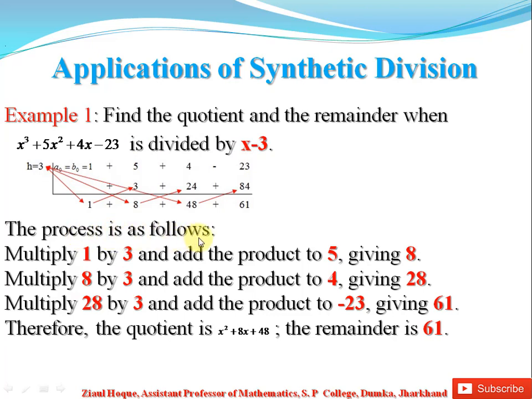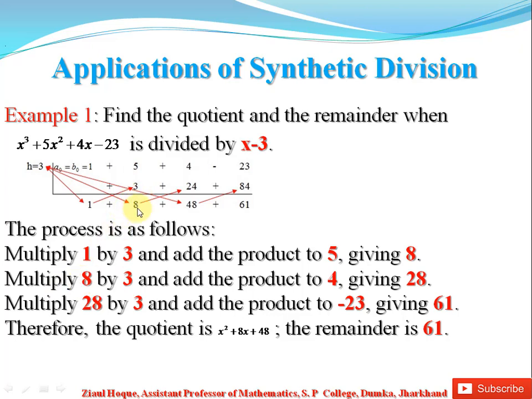The process is as follows. Multiply 1, that is b0, with h is equal to 3 and add the product to 5, that is a1, giving 5 plus 3 is equal to 8. Here 3 into 1 is equal to 3, plus 5 is equal to 8.